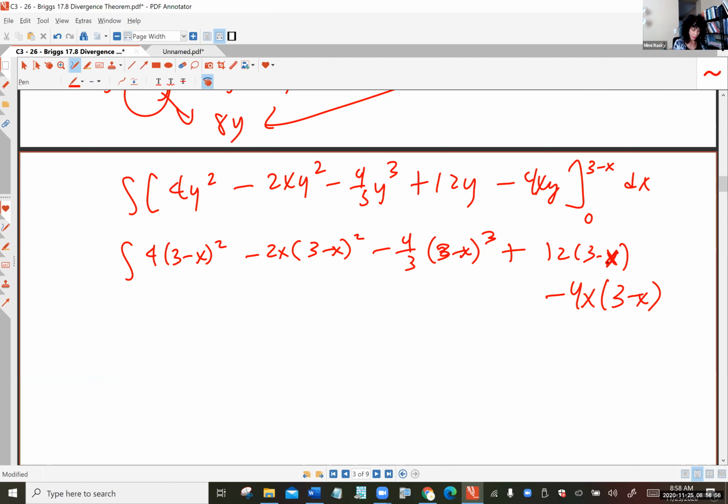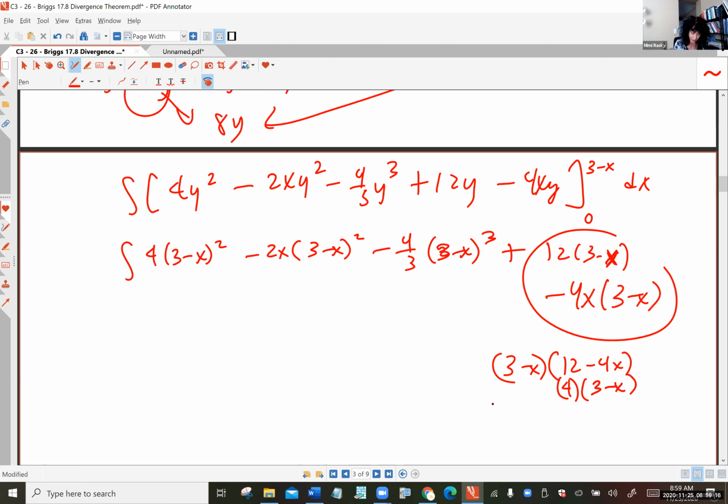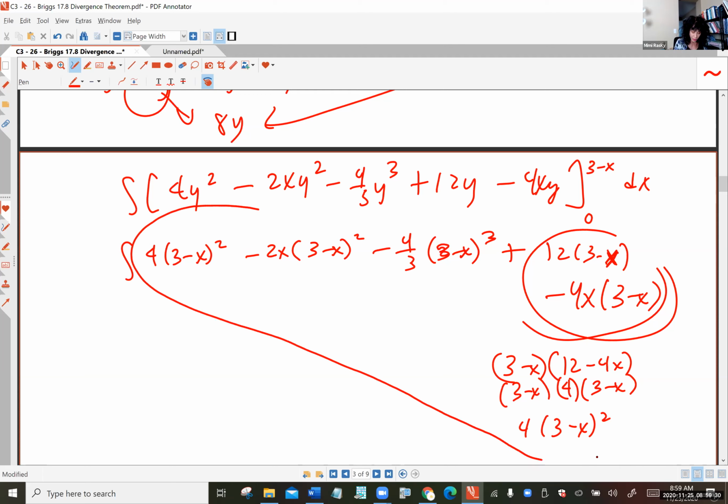Okay. So see these guys here. If you factor out a 3 minus x, then you get 12 minus 4x. But then if I factor out a 4 from the 12 minus 4x, don't I get 3 minus x? Yes. So those two together look like 4 times 3 minus x squared. So the point being is, if you try to combine all your 3 minus x squared terms, like see all those guys right there, does that help?